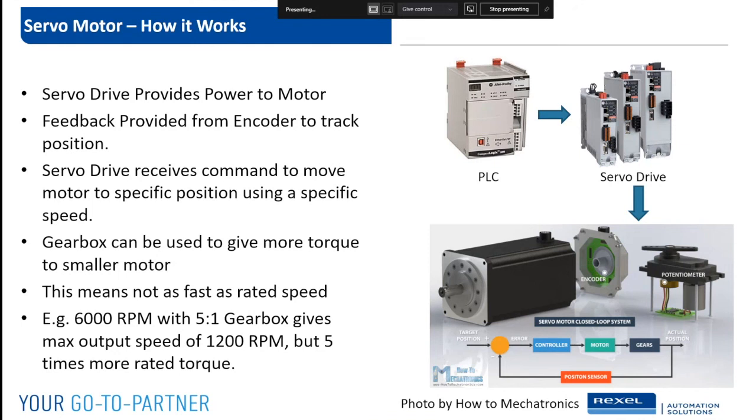And cost kind of comes out the same because you have a smaller motor, but that gearbox gives you the torque you need.